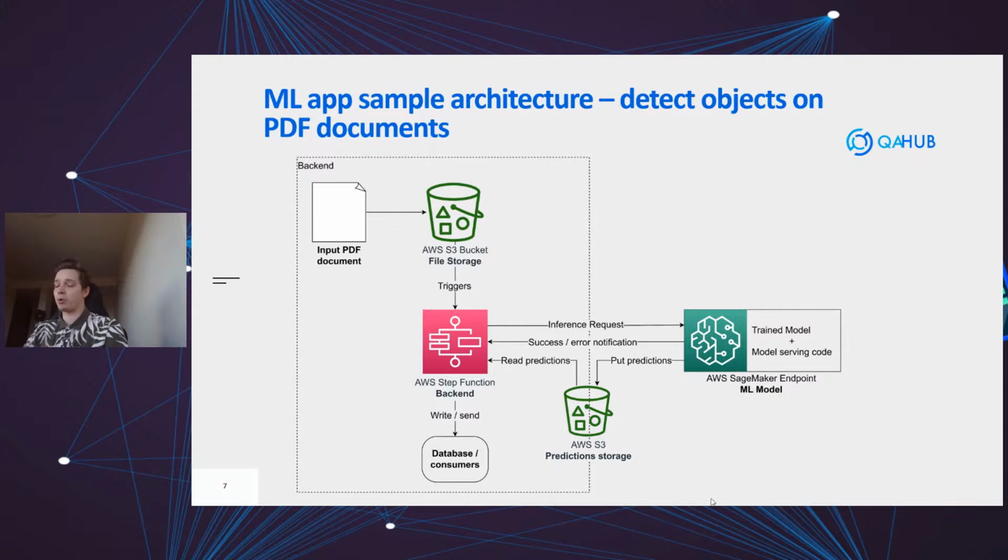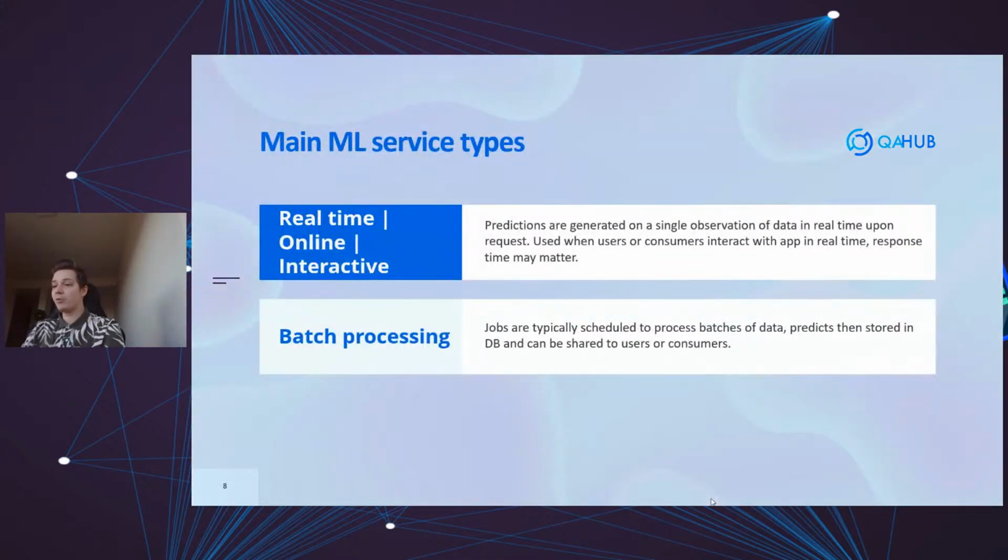And the ML endpoint processes requests, generates predictions, notifies the backend, and puts predictions to the storage. After that, the backend gathers predictions, post-processes them, and can do with them whatever it needs, like storing in a database or sending to consumers. And before we go to the testing part, the last technical detail.